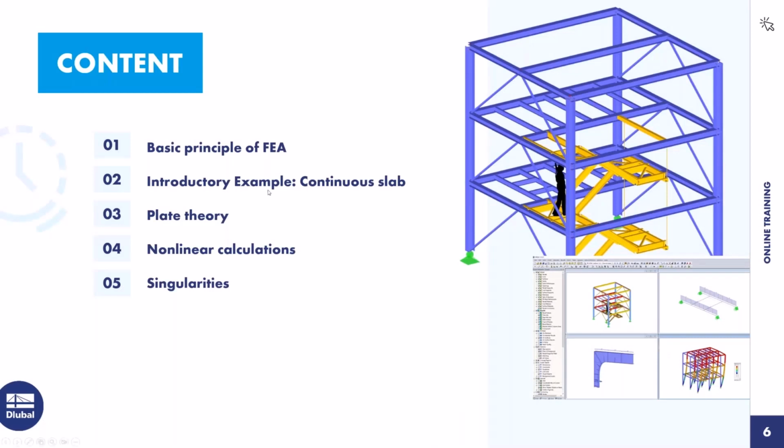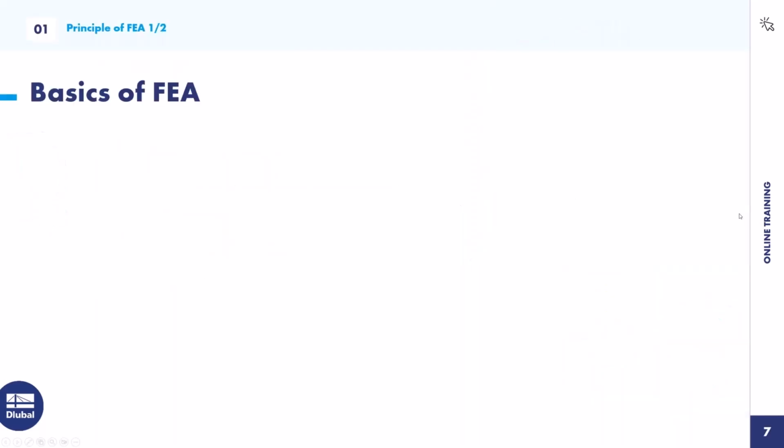So let's go into the basics of the finite element analysis. At first, there are two different methods. There's, on the one hand, the displacement method, where the displacements are the unknowns. And on the other hand, there's the force method, where the forces are the unknowns. For computer programs and for RFEM, the displacement method is used for the finite element analysis.